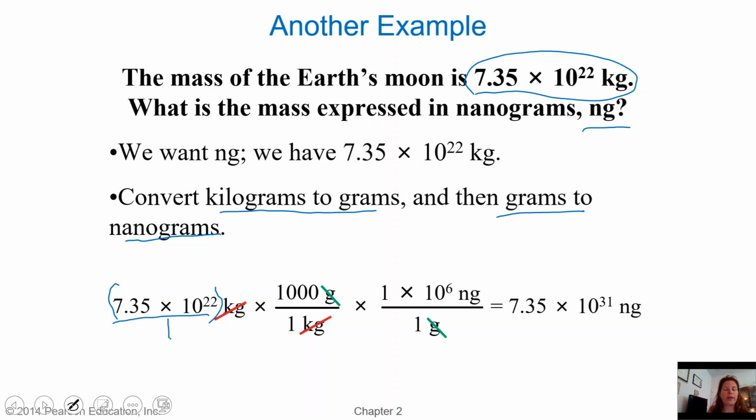Again, I like to put this over 1 because visually it's easier for me. You can see that when we convert from kilograms to grams, here's our relationship, and that'll allow kilograms to cancel. And then nanograms, you'll see here. When you type it in, it should be in your calculator as such. And then grams will cancel, and we're left with this. Okay?